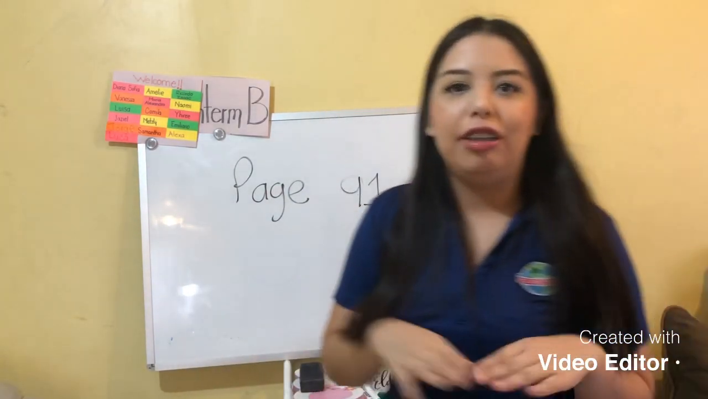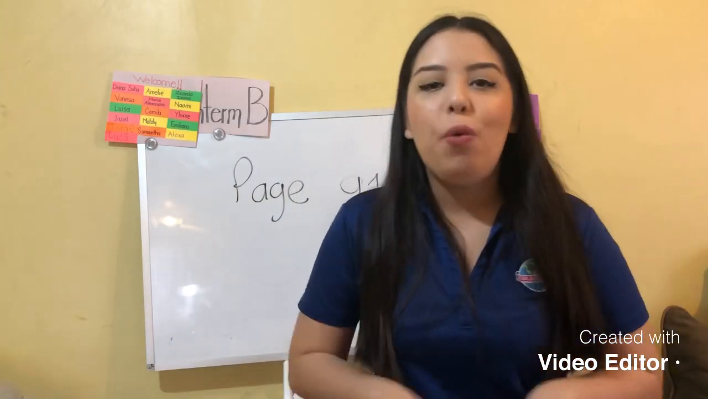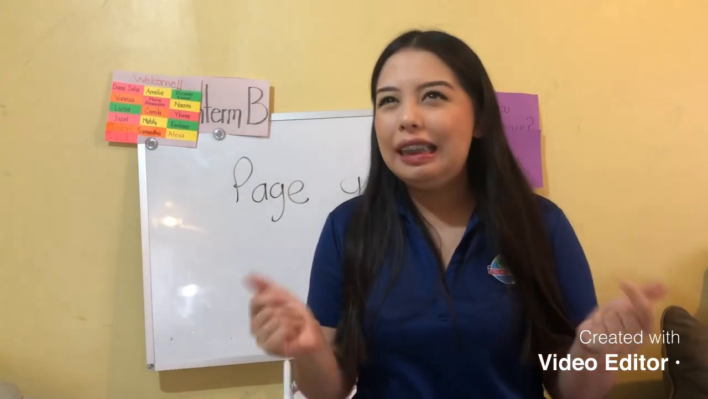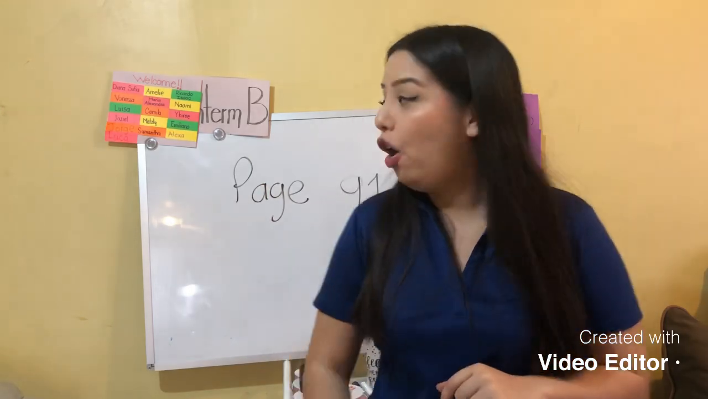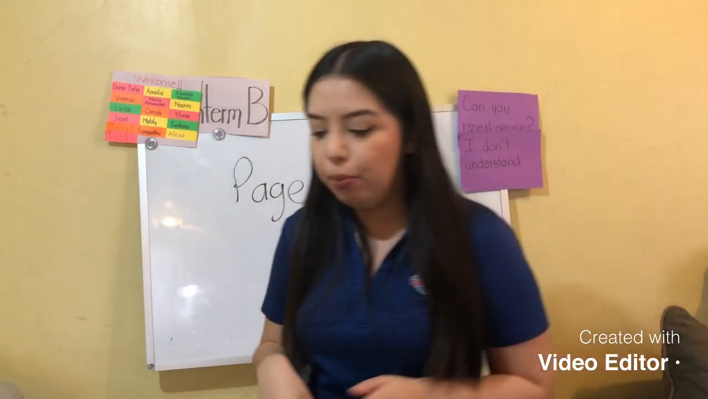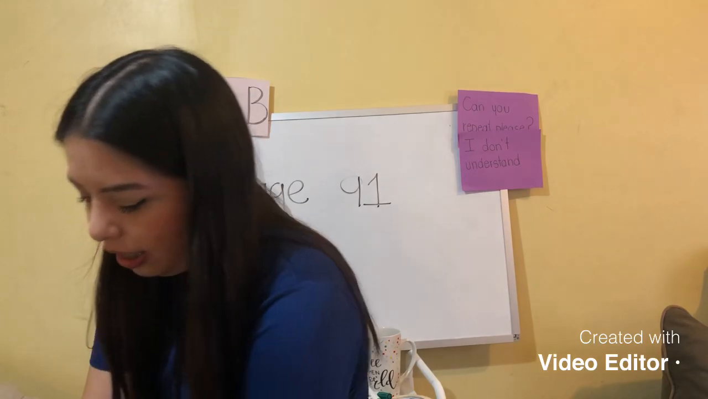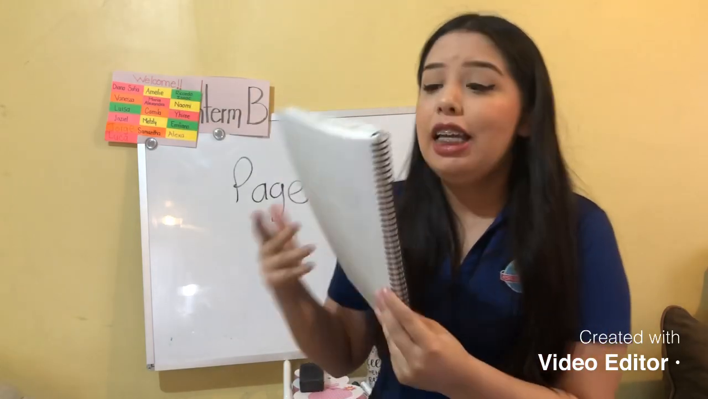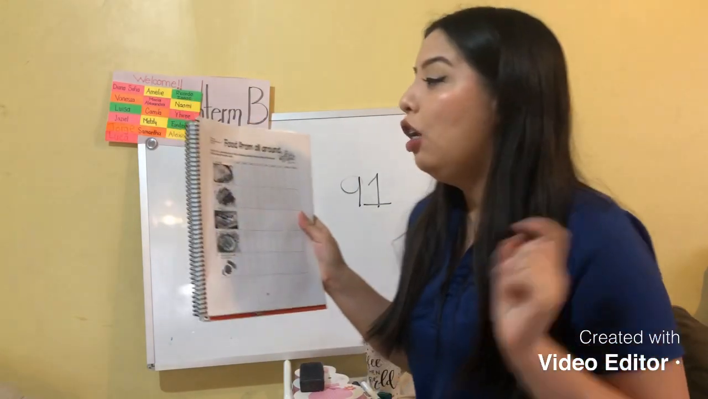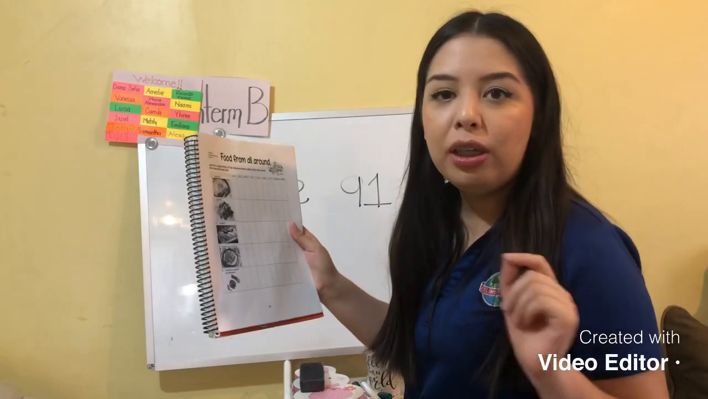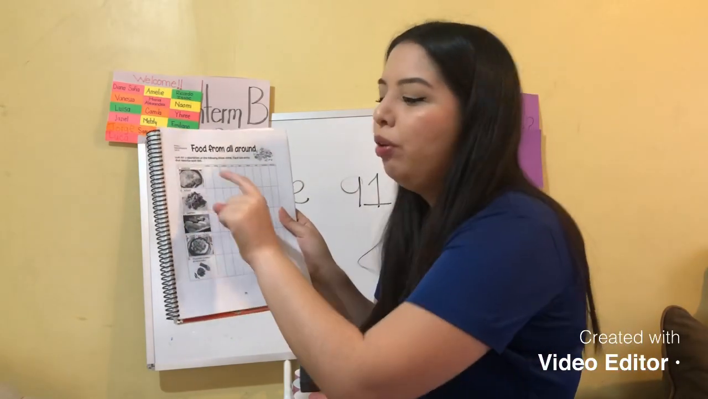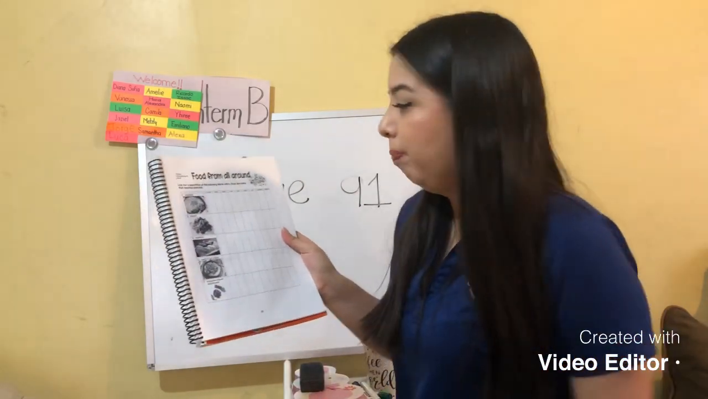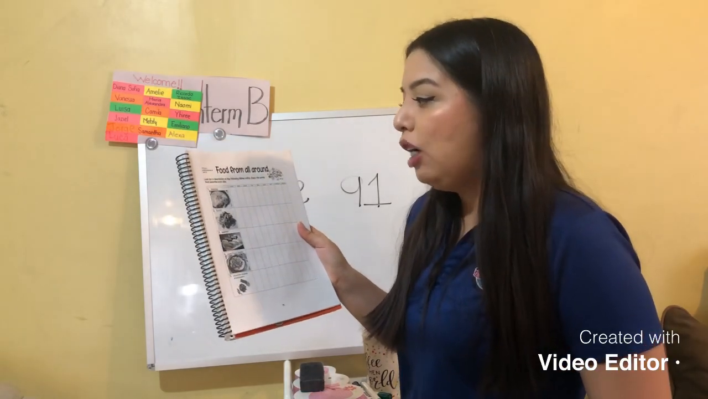So right now, for the final and last activity, we're gonna complete a super easy and quick activity on page 91 in the same book, your structure book. Okay? The page 91, Food from all around the world. The instruction says, look for a description of the following foods online on Google. Check the words that describe each dish.